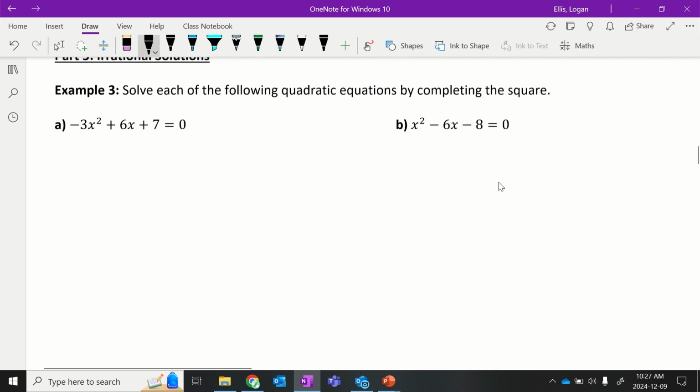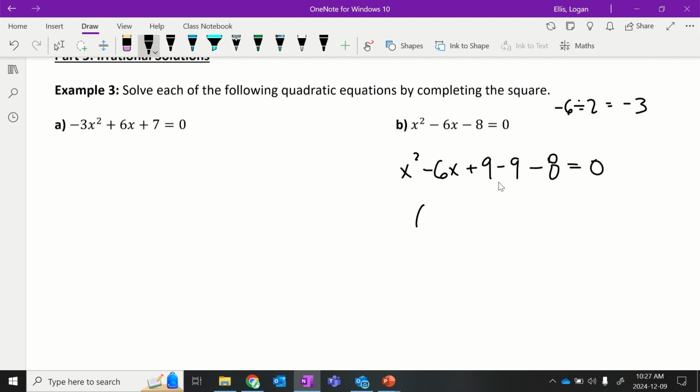So let's see if we can solve this one by completing the square. We can come back to this one as well. But this one here, just so you remember, this is x squared minus 6x. Half of 6, so you do -6 divided by 2 is -3. You square that, that's 9, right? So plus 9 minus 9. And you're going to get (x plus 3) squared minus 17 equals 0, right?